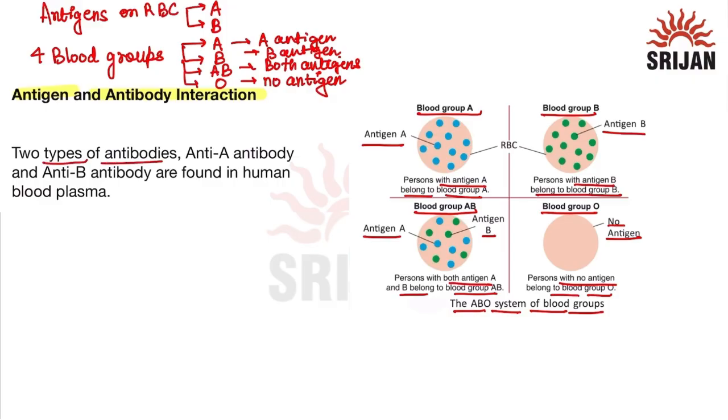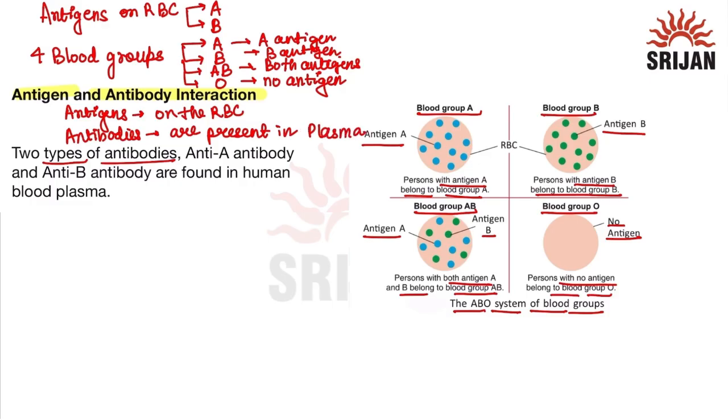Now let us read about the two types of antibodies. Antigens are present on the RBC, and antibodies are present in the blood plasma. There are two types of antibodies that are found in plasma: anti-A antibody and anti-B antibody. They are found in the human blood plasma.